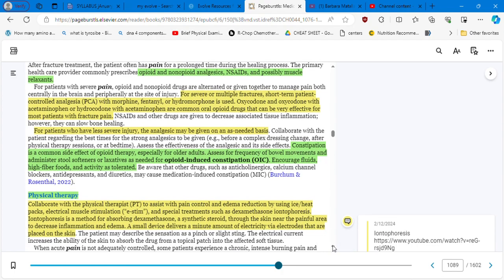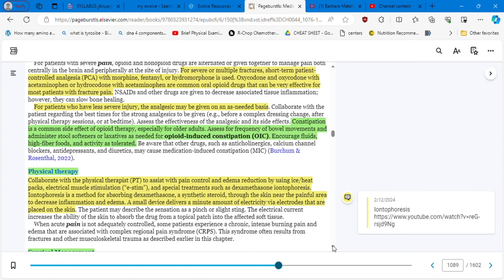Constipation is a common side effect of opioid therapy, especially for older adults. Assess for frequency of bowel movements and administer stool softeners or laxatives as needed for opioid-induced constipation. Encourage fluids, high fiber food, and activity as tolerated.